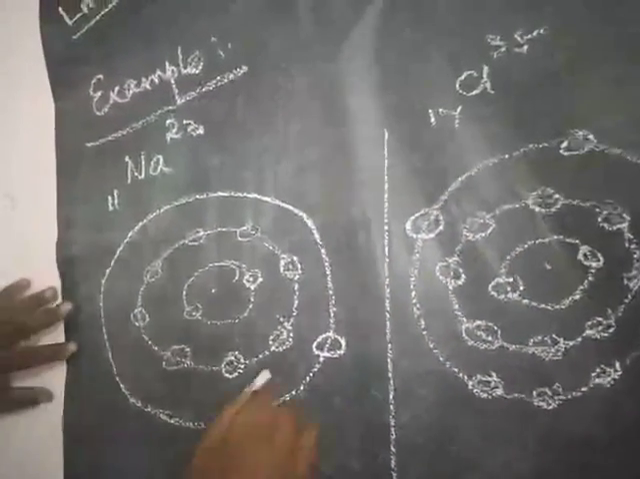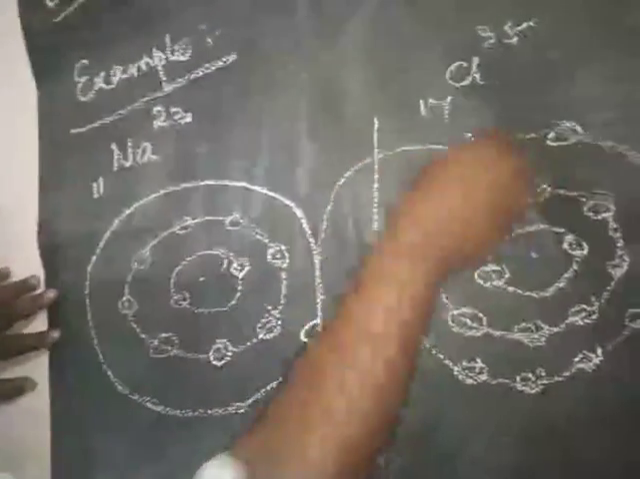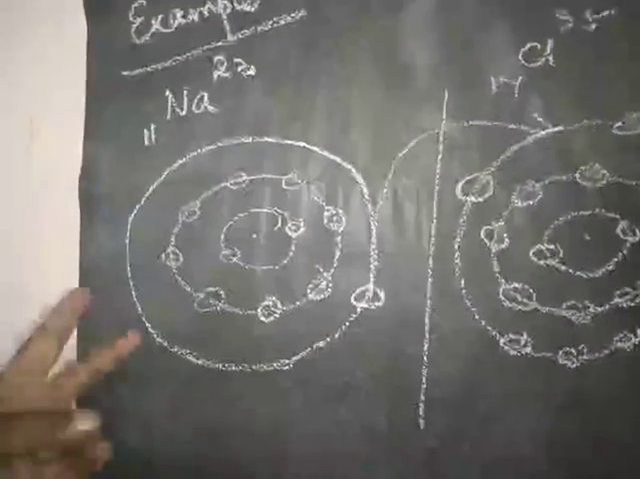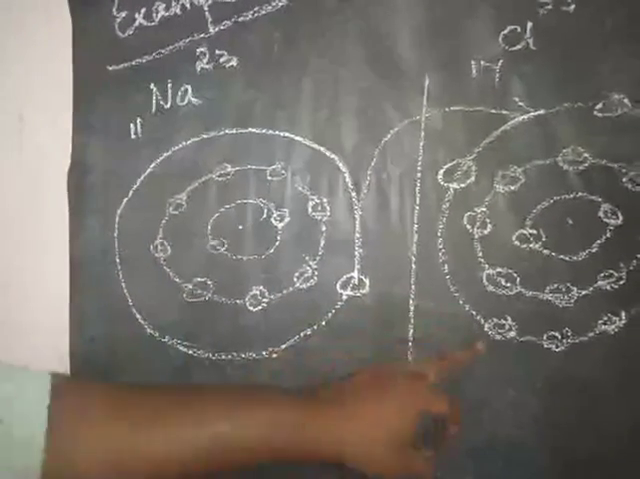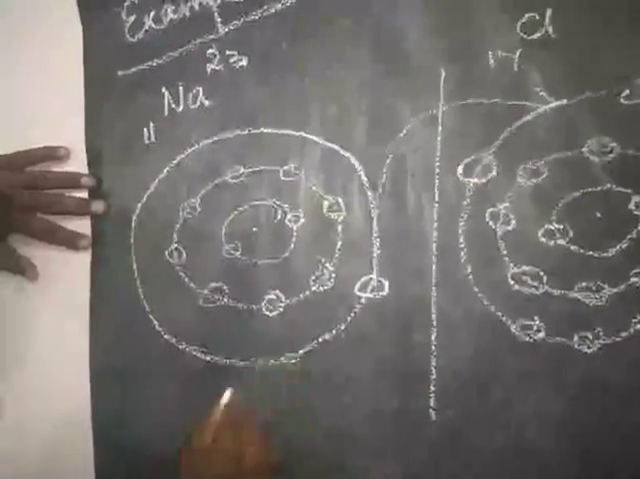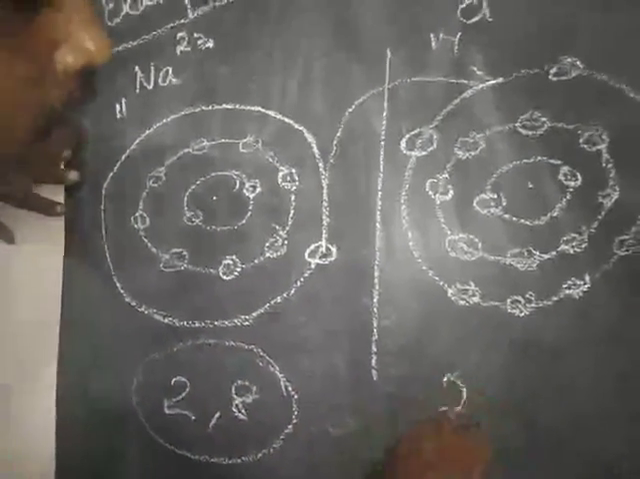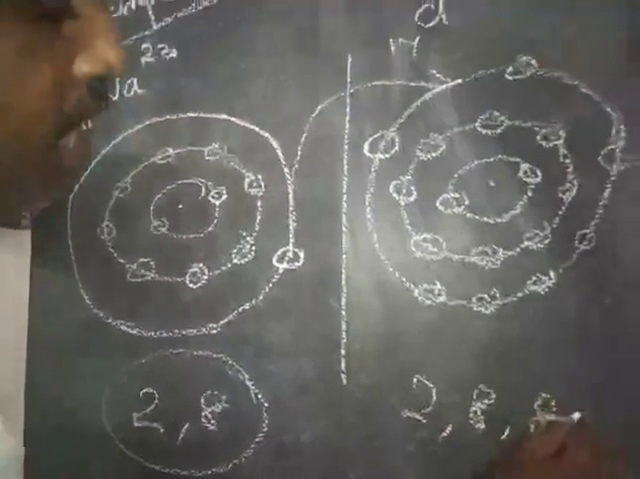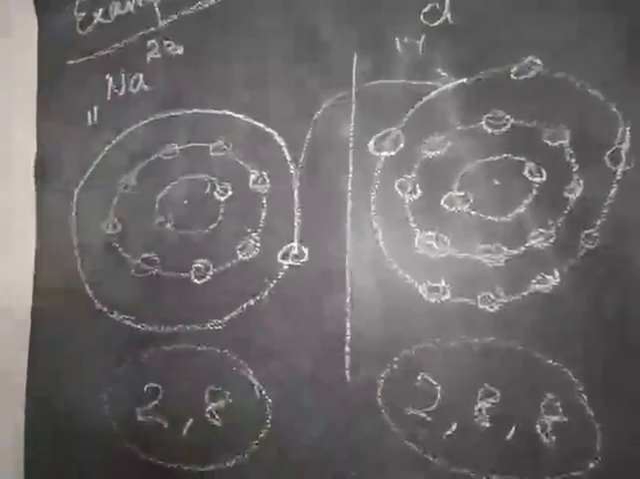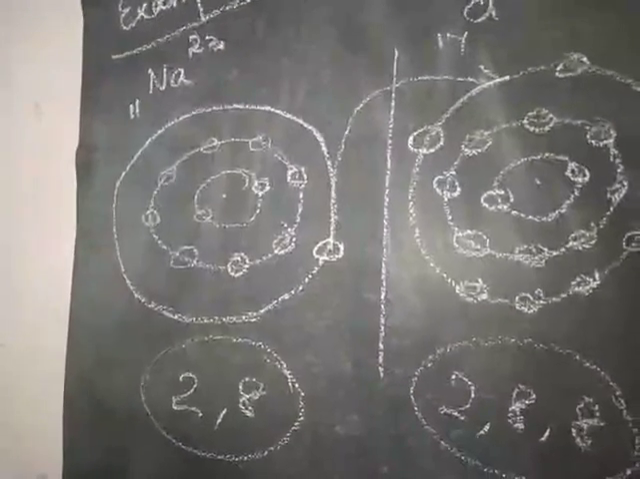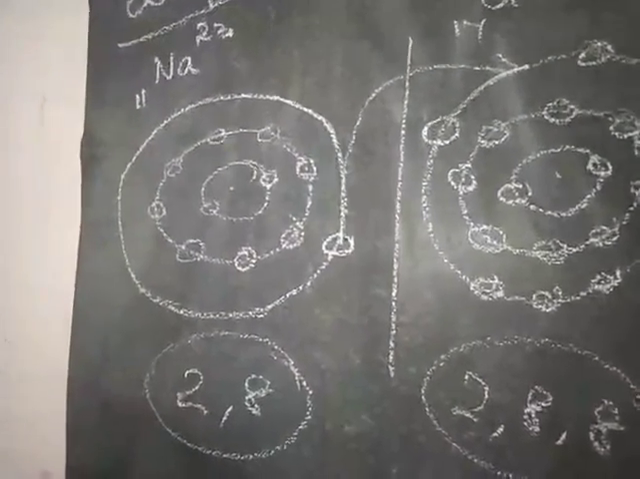Okay, this excess electron is transferred to here, from sodium to chlorine. Now we can write the electronic configuration: 2, 8 for sodium, and here 2, 8, 8 for chlorine. What configuration does it become? Stable electronic configuration.